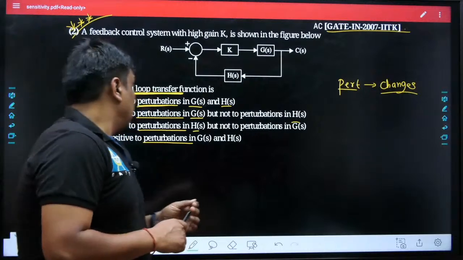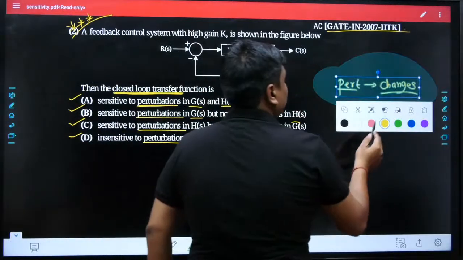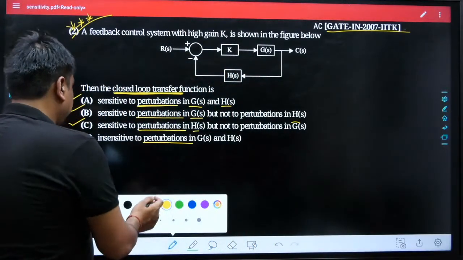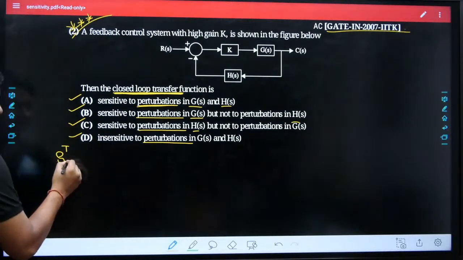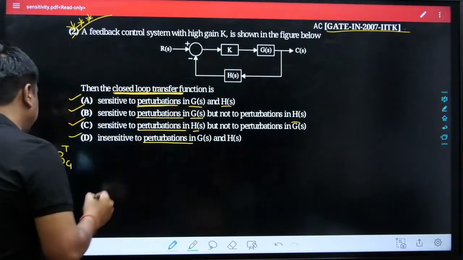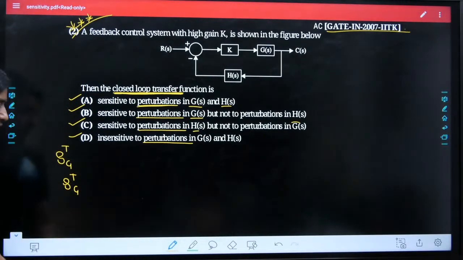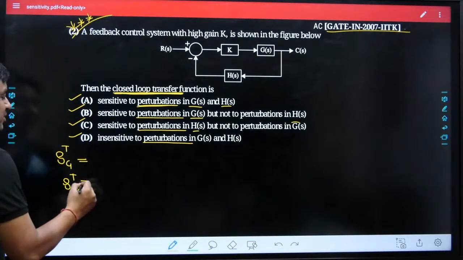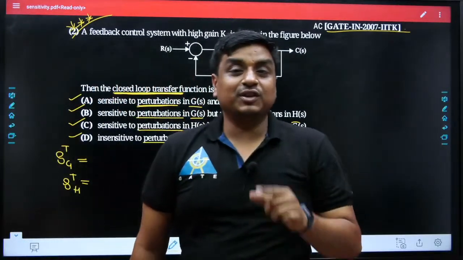Nobody should have any doubt as such. So let me do one thing, let me rub this out. So it's gone. Let me take a few situations. I need to calculate the sensitivity of the transfer function because of change in G, and also the sensitivity of the transfer function because of change in H. And I would say one more thing, they may even ask the sensitivity of the transfer function because of change in K.